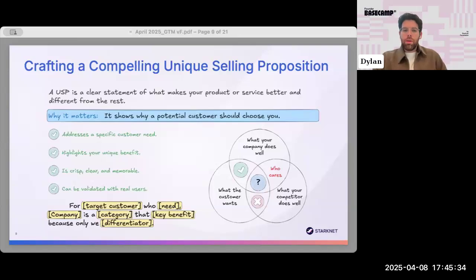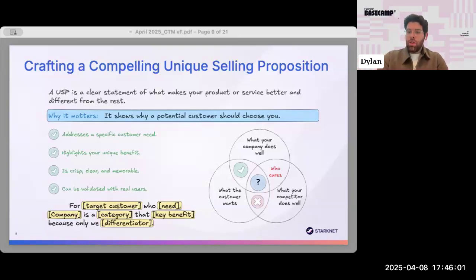But I do want to talk a little bit about your unique selling proposition, which is just really a clear statement of what makes your product better and different from alternatives. It shows why your potential customers actually chose you. So an effective USP addresses a specific customer need. They highlight your unique benefit. It's crisp, it's memorable, and it can be validated with real users.